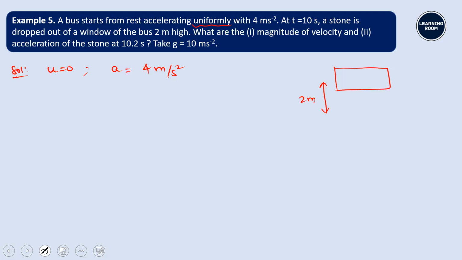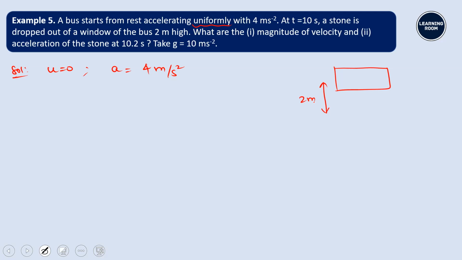At t is equal to 10 seconds, the stone is dropped out of the window, which is at a height of 2 meters. There are two questions that are asked. One is the magnitude of the velocity, and second is the acceleration of the stone at 10.2 seconds, meaning exactly 0.2 seconds after it is dropped. In this scenario, you can take the value of g as 10 meters per second square.